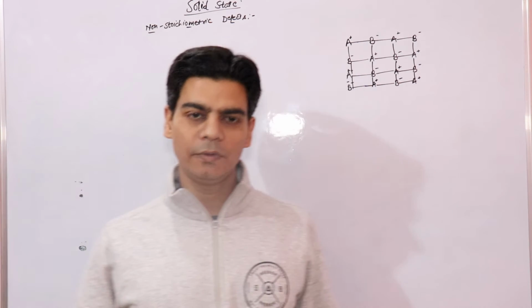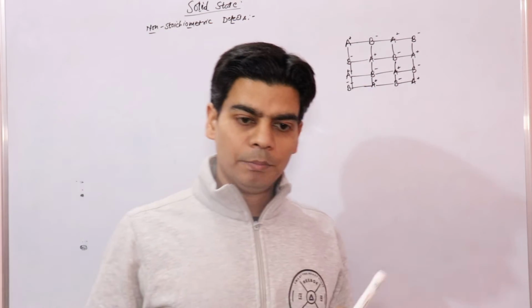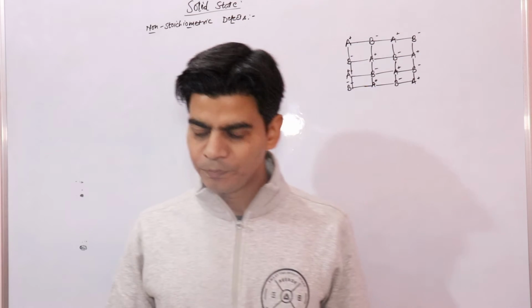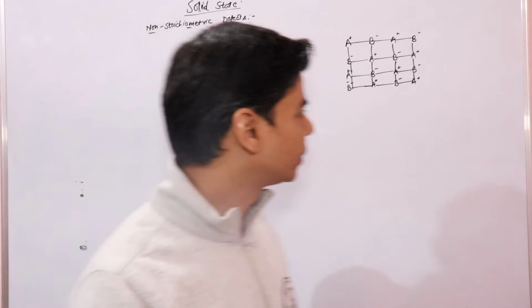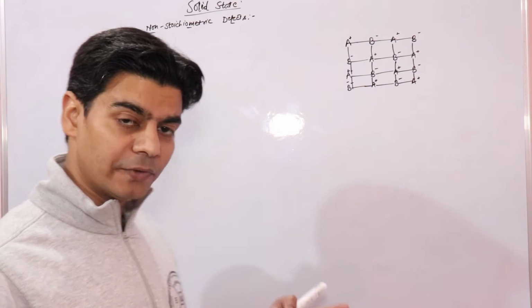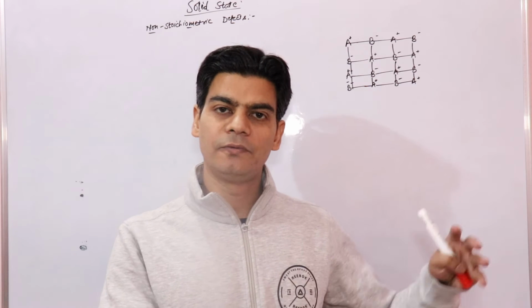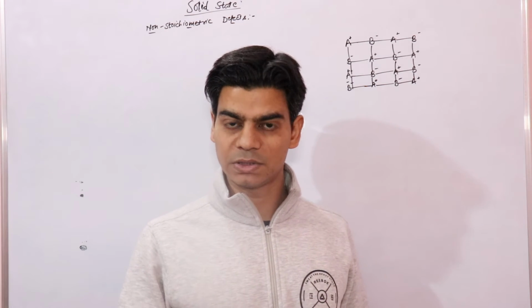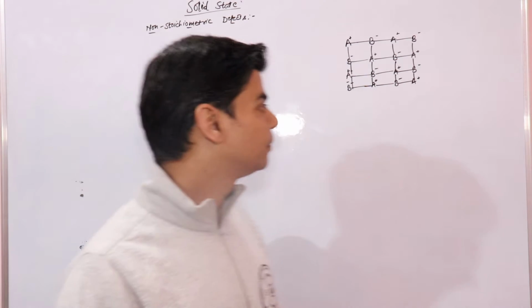Now in this video lecture we will go through non-stoichiometric defects. Before this video lecture we have done Schottky defect and Frenkel defect. Those defects were stoichiometric defects. By saying stoichiometric defects, we mean that due to those defects, Frenkel and Schottky defect, the stoichiometry of the compound is not disturbed. That is why they are stoichiometric defects.